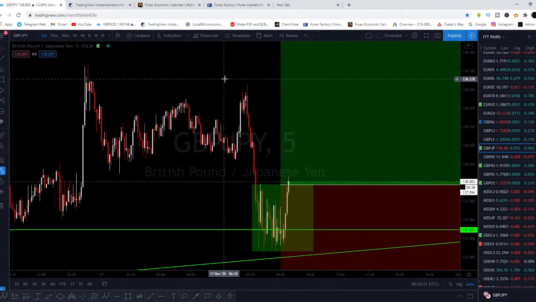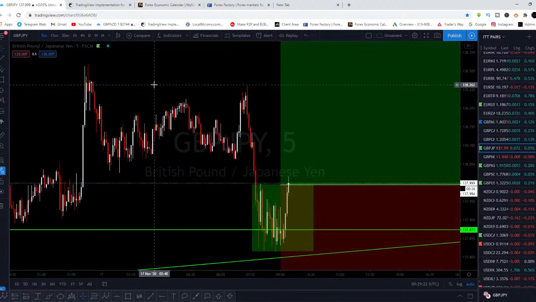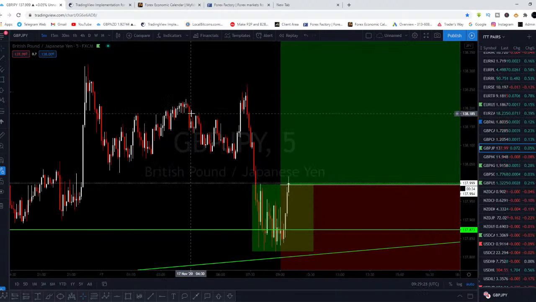So yeah, I'm buying this GBP JPY right now, and I'm risking 50 pips on it. Let me go and look out for GBP JPY. Boom. I'm buying GBP JPY right now, and there we go. I'm risking like 2.5%, around 2.5% of my account on this.